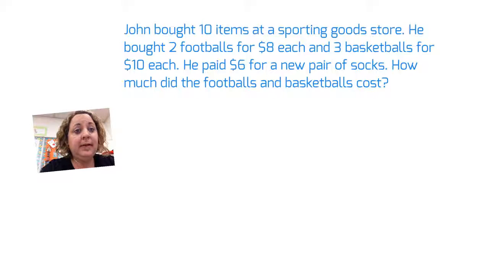Okay, so for the last part of our lesson today, boys and girls, we're going to read this word problem. It says, John bought 10 items at a sporting goods store. He bought 2 footballs for $8 each and 3 basketballs for $10 each. He paid $6 for a new pair of socks. How much did the footballs and basketballs cost? So now I want you to try to figure out, what type of problem is this? Is this a problem with too much information? Is there too little information? Or is there maybe perhaps a hidden question here?